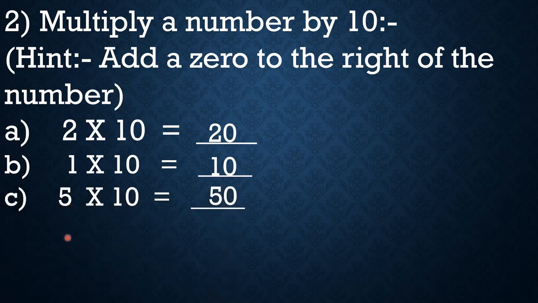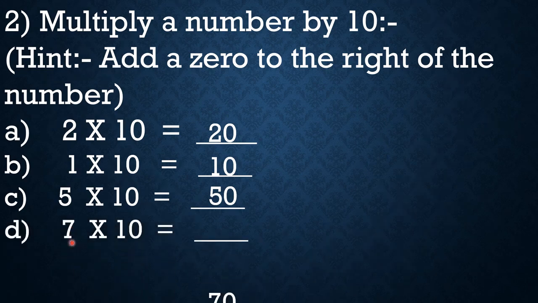Now in D part, 7 multiplied by 10. So here the number is 7, and we have to multiply it by 10. So we will add 0 to the right of 7, and the number becomes 70.